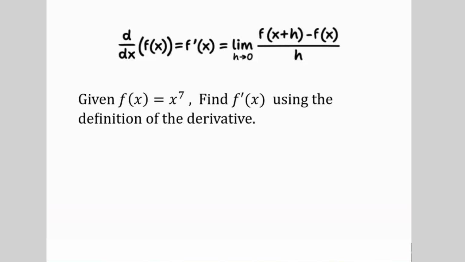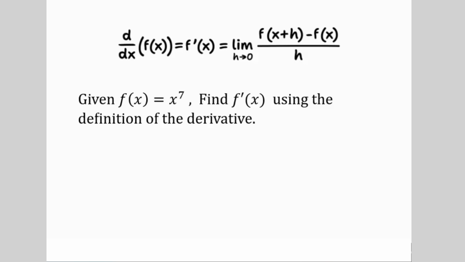As you saw in the last example, even just using x cubed, it's getting more and more difficult to use the definition of the derivative. For example, if you wanted to find the derivative of x to the 7th using the definition, you'd be multiplying x plus h out to the power of 7, which would take forever. So we're going to learn derivative rules so we can bypass the definition of the derivative.